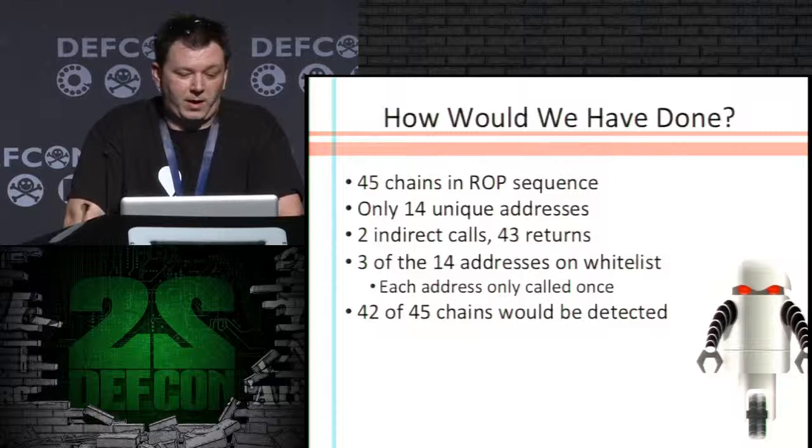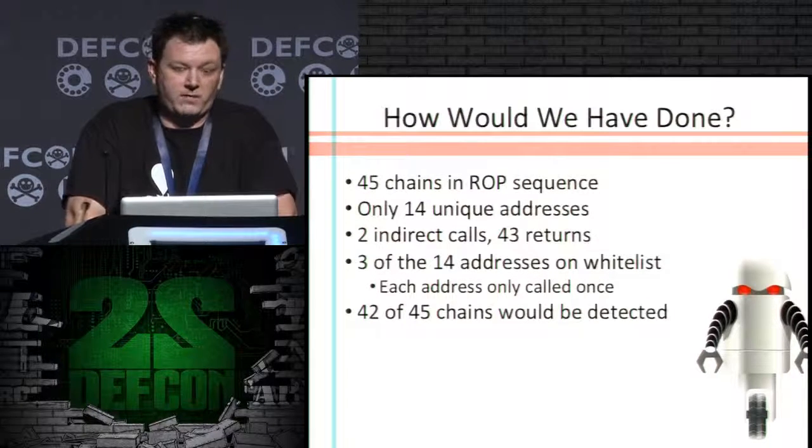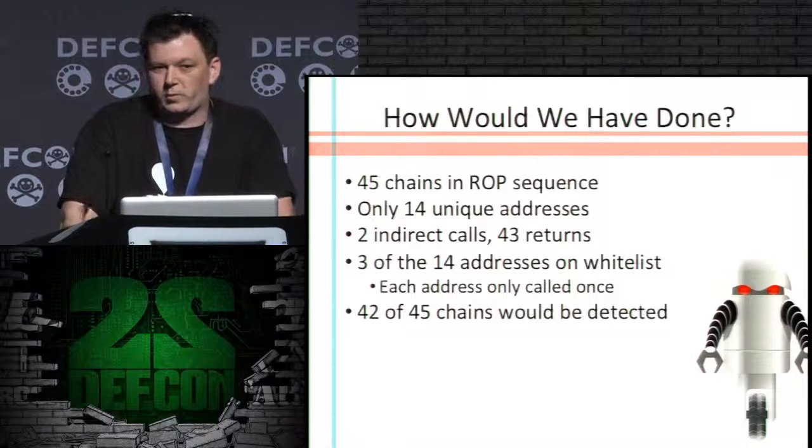So let's make believe here. How would we have done if this had actually executed completely? There's 45 chains in this ROP sequence, only 14 unique addresses. Not terribly surprising once you have a gadget that works. No sense finding another one that does the same thing.